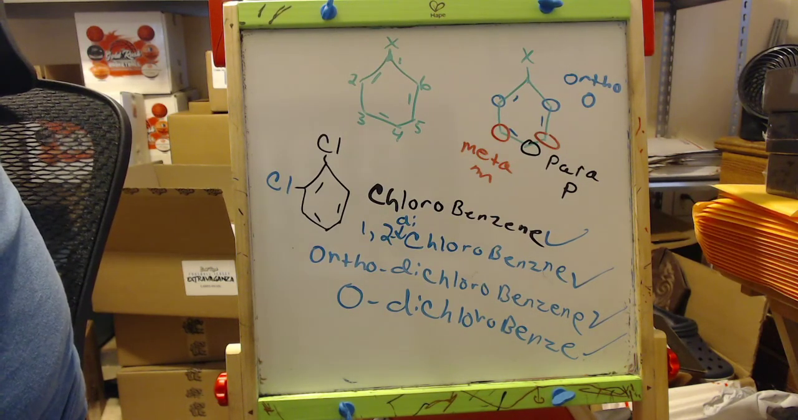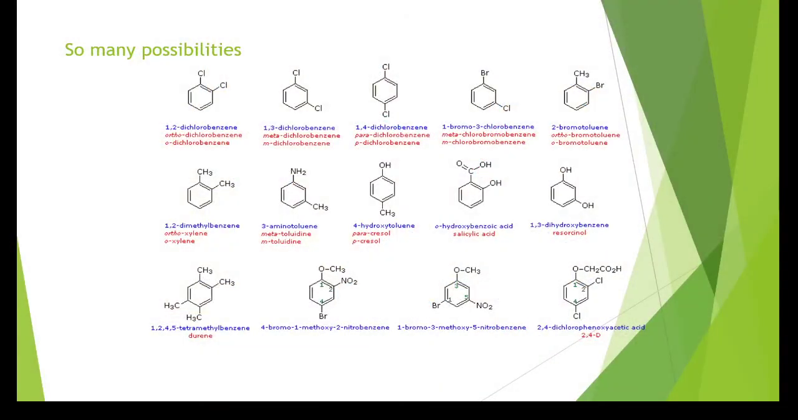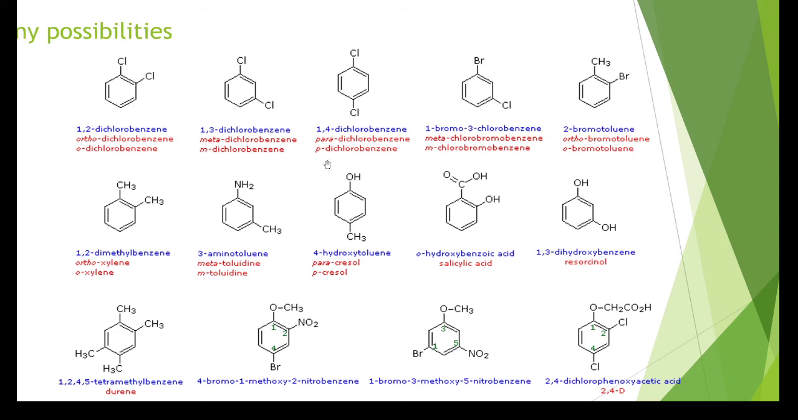Okay. What if they're not both chloro? What if one's a bromine, and one's a chlorine? And I'll zoom it in a little bit. Well, we go alphabetical order like IUPAC says. 1-bromo-3-chlorobenzene. We could call it meta-chlorobromobenzene. We can call it M-chlorobromobenzene.